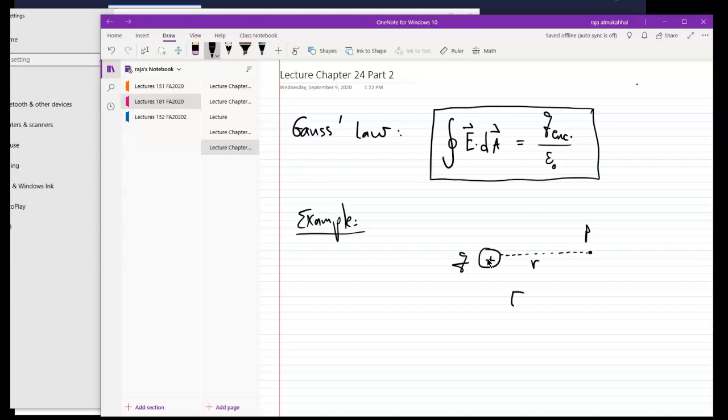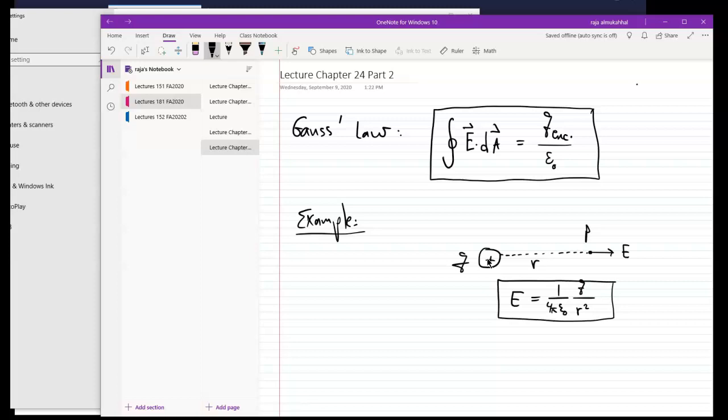We said that the electric field due to a point charge is basically 1 over 4 pi epsilon naught q over r squared, correct? And the direction of the electric field is going to be something like that, in the radial direction, right? We already did that. And we were able to get this result using Coulomb's law.